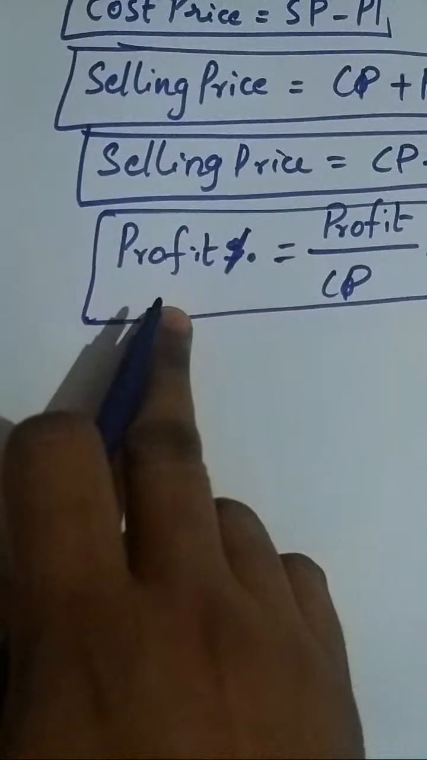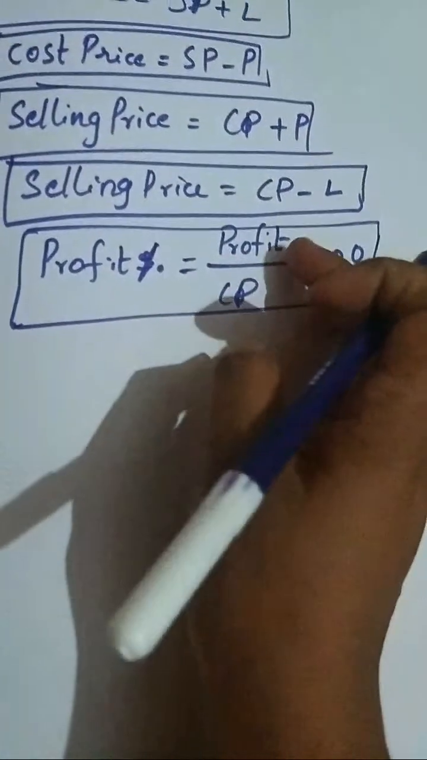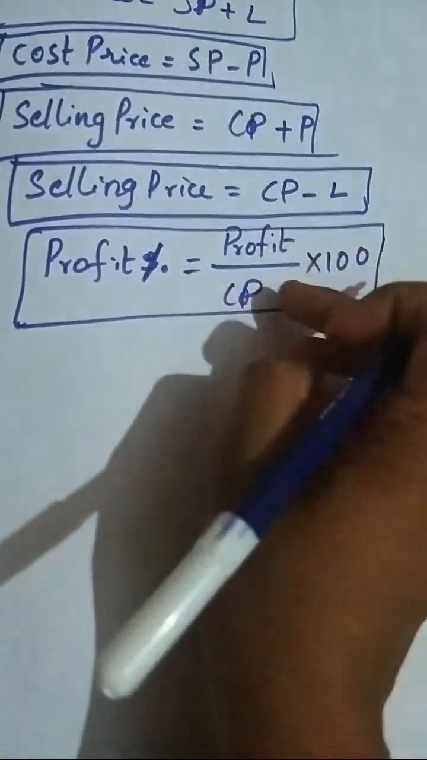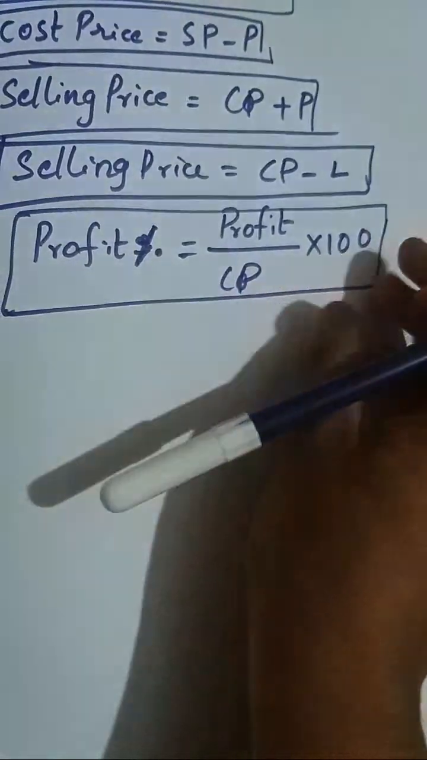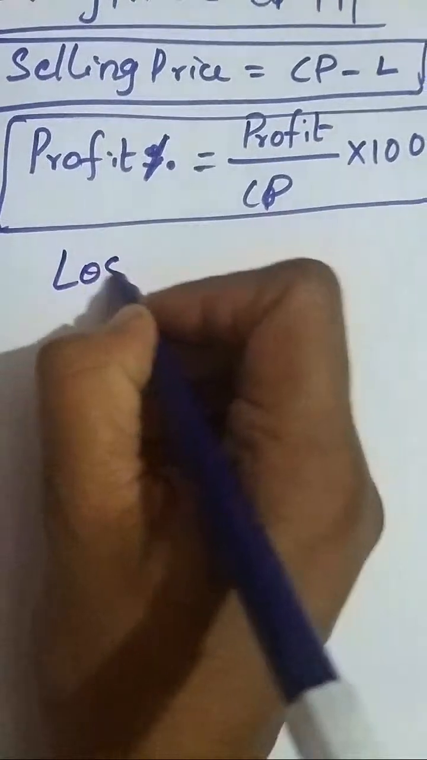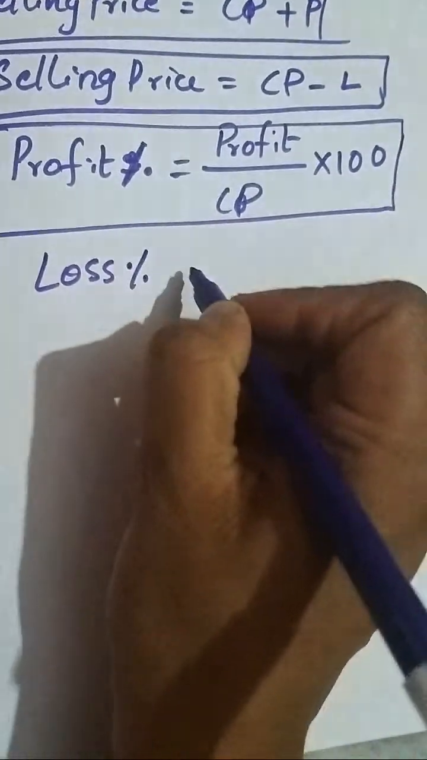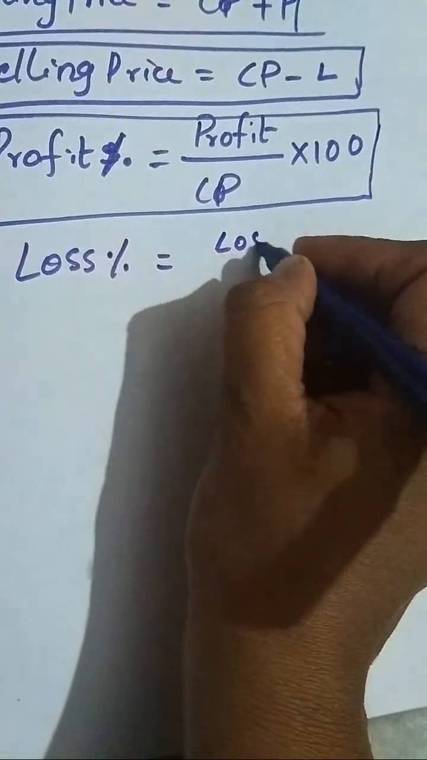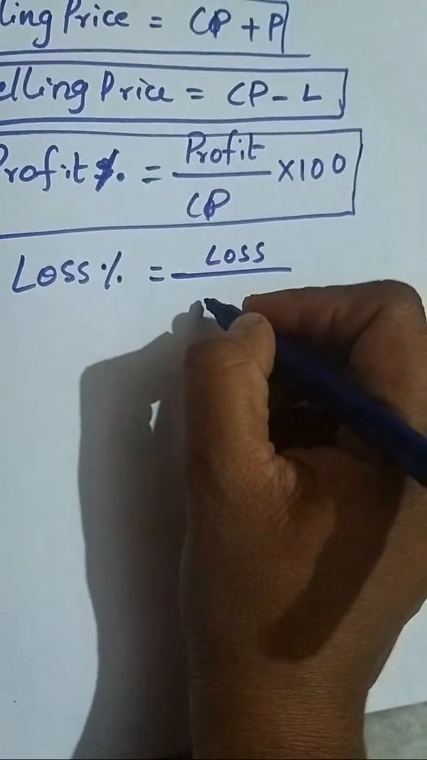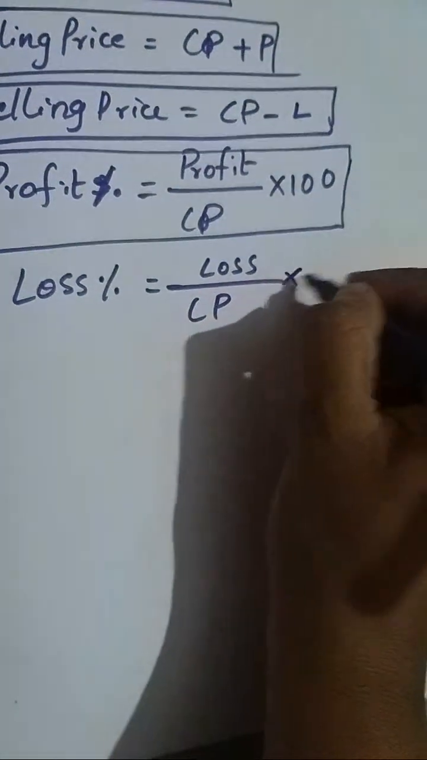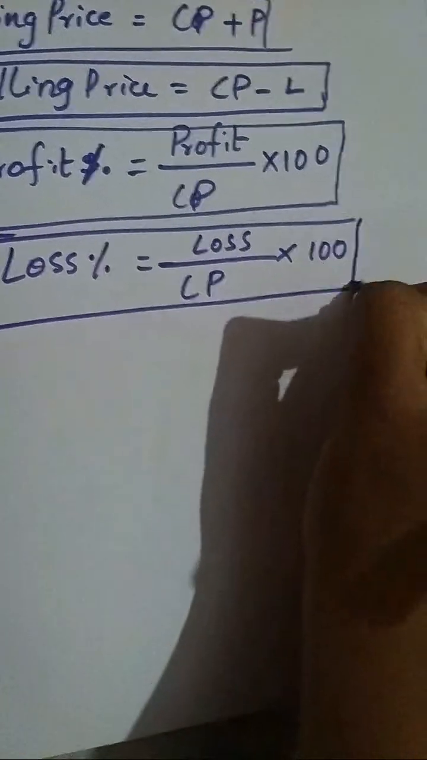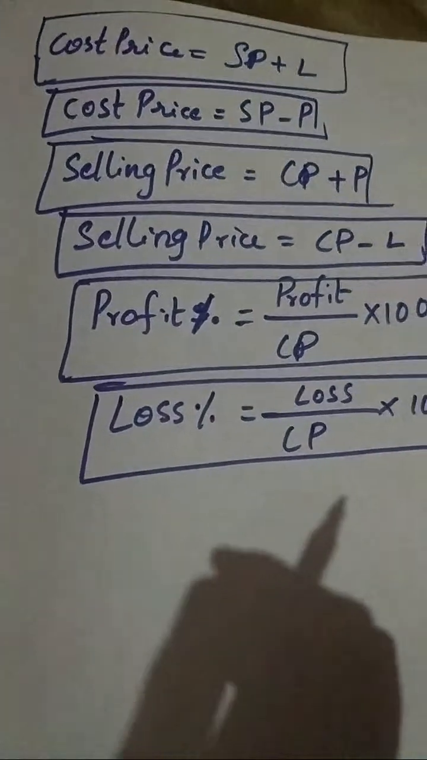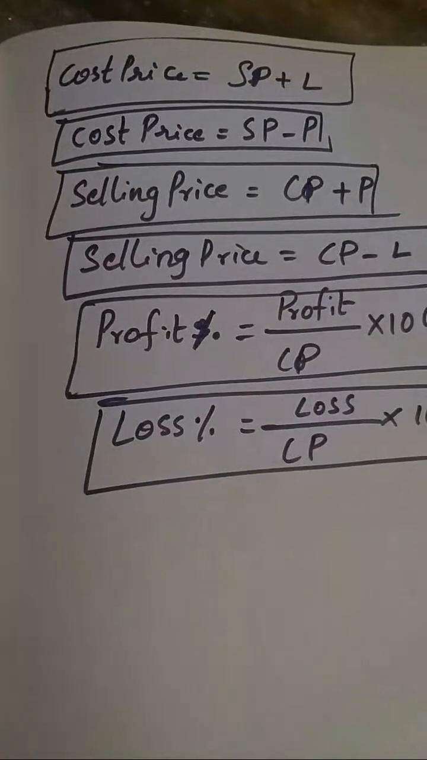How much percentage of profit you got means we have to write the profit amount in the numerator, and in the denominator we have to write the cost price of an item, multiplied by 100. Loss percentage, how much loss you got in percentage means loss value divided by CP, cost price, into 100. Okay, like this we have to remember the formulas. Whenever there is any problem we have to apply these formulas.